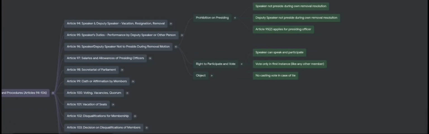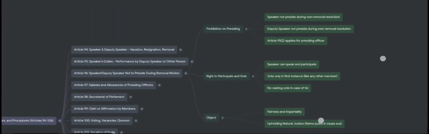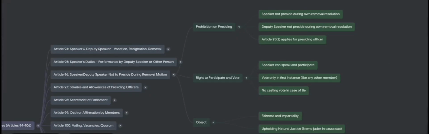Precisely. The article explicitly states that neither the Speaker nor the Deputy Speaker shall preside over a sitting when a resolution for their own removal is under consideration. That holds true even if they are present in the House. It's a direct application of that fundamental legal maxim, nemo judex in causa sua. No one should be a judge in their own cause. It's a principle of natural justice embedded right into the parliamentary procedure, ensuring impartiality, or at least the appearance of it.